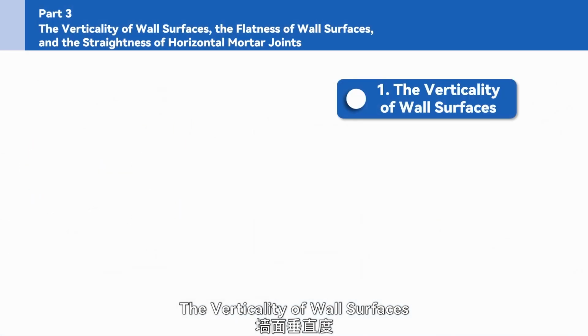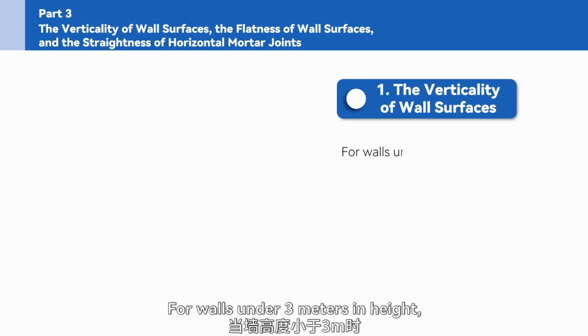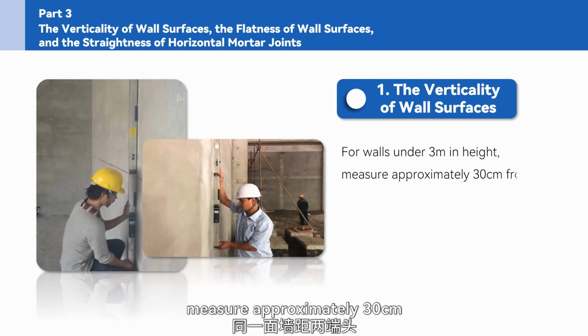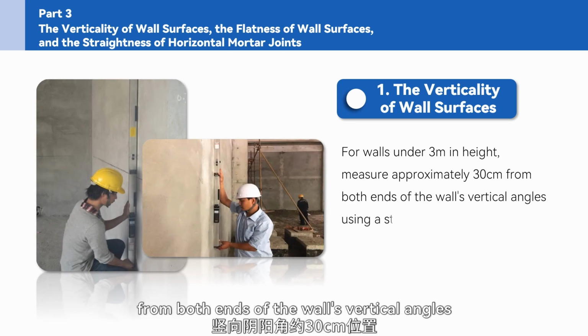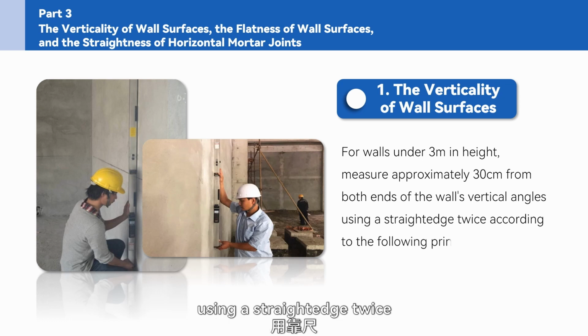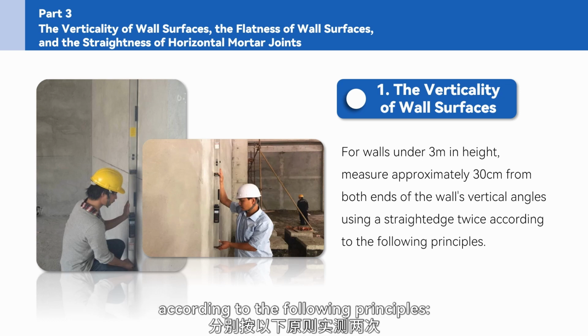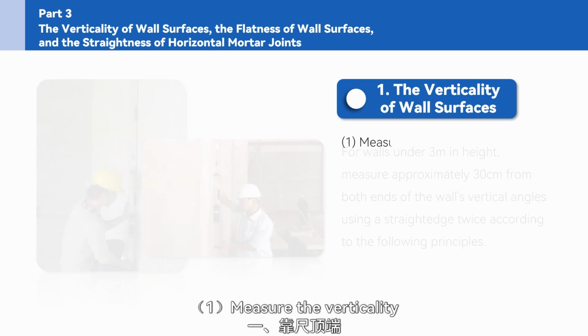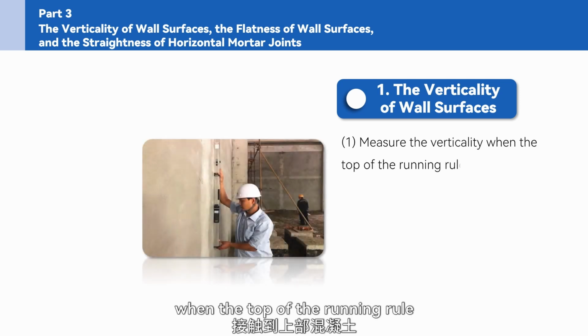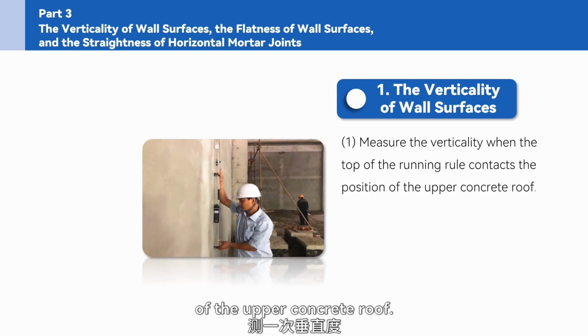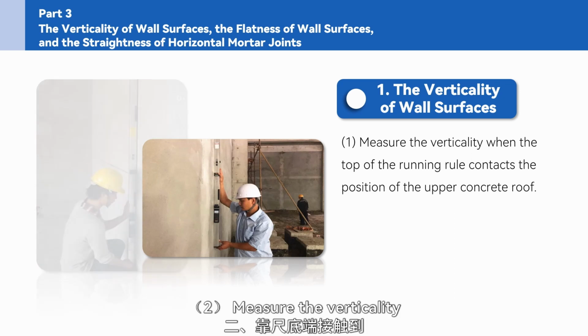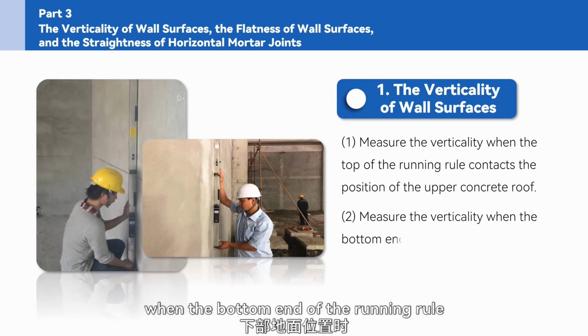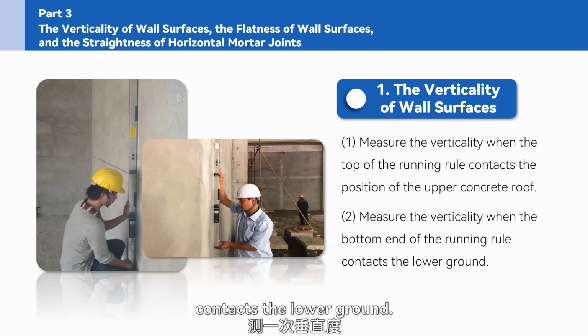The verticality of wall surfaces. For walls under 3 meters in height, measure approximately 30 centimeters from both ends of the wall's vertical angles using a straightedge twice according to the following principles. 1. Measure the verticality when the top of the running rule contacts the position of the upper concrete roof. 2. Measure the verticality when the bottom end of the running rule contacts the lower ground.